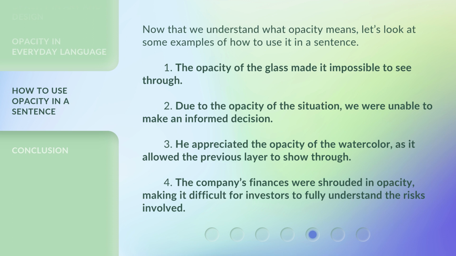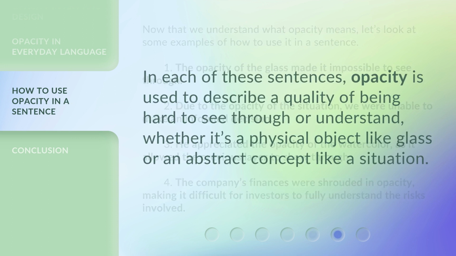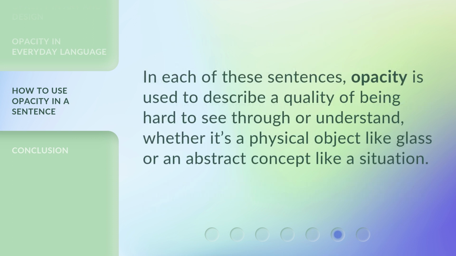4. The company's finances were shrouded in opacity, making it difficult for investors to fully understand the risks involved. In each of these sentences, opacity is used to describe a quality of being hard to see through or understand, whether it's a physical object like glass or an abstract concept like a situation.